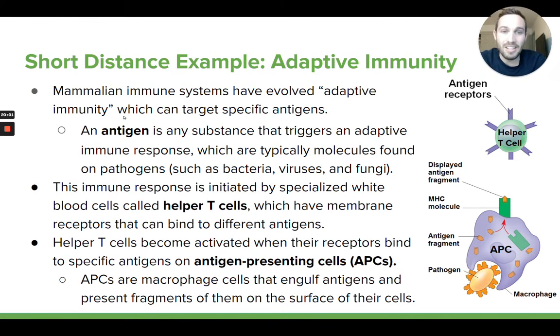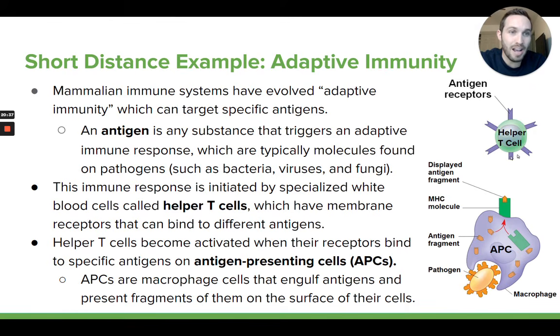And so a lot of times these antigens come from pathogens, these invaders like bacteria, viruses, and fungus that aren't supposed to be in your body. And what happens is you have these specialized white blood cells called helper T cells. So the helper T cells are a certain type of white blood cell that you have in your body, and they have these receptors for antigens. So they have these special protein receptors that have a specific shape that can bind to specific antigens. And in your body, you're making millions of different types of helper T cells. So you have all these different helper T cells with unique and slightly different antigen receptors.